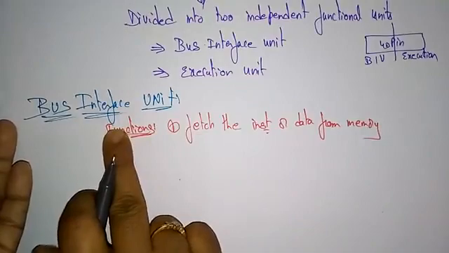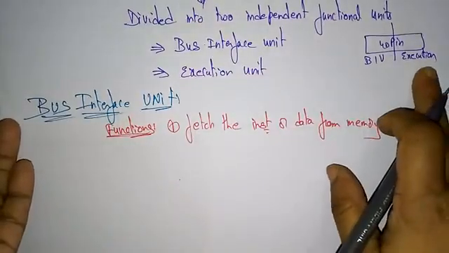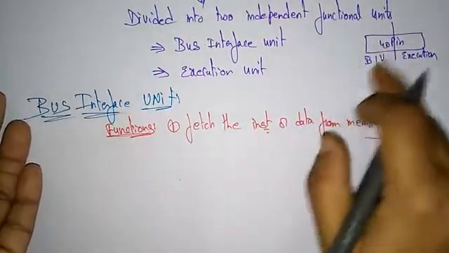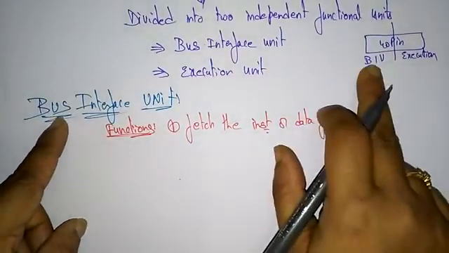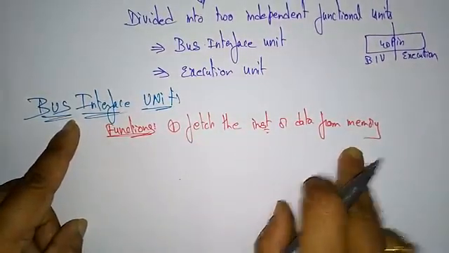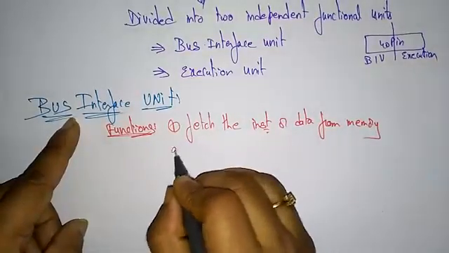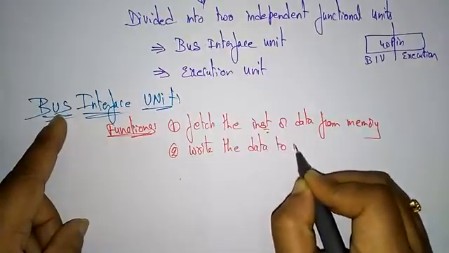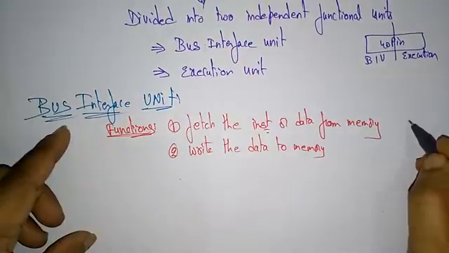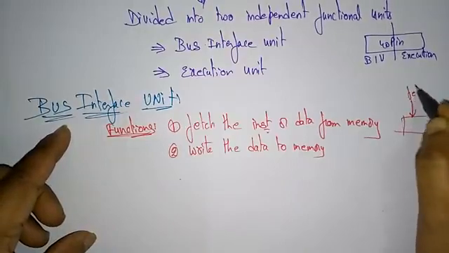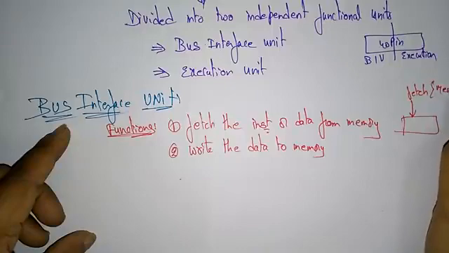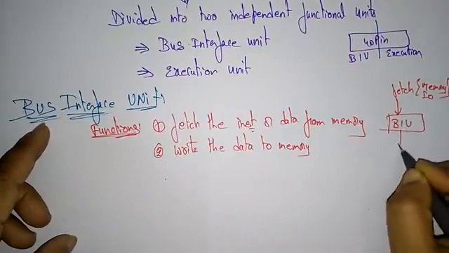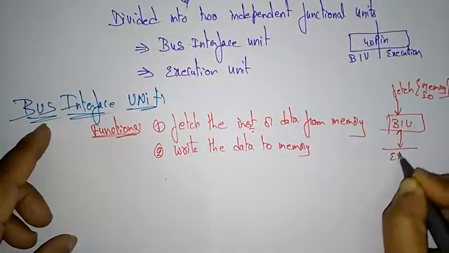This is present inside the processor only. The execution unit wants to execute some data, so what data does it have to execute? That data will be fetched by the bus interface unit. So the first function of the bus interface unit is to fetch the instruction or data from memory. Next, it writes the data to memory. It is doing another job as well: it fetches the data from memory or IO.